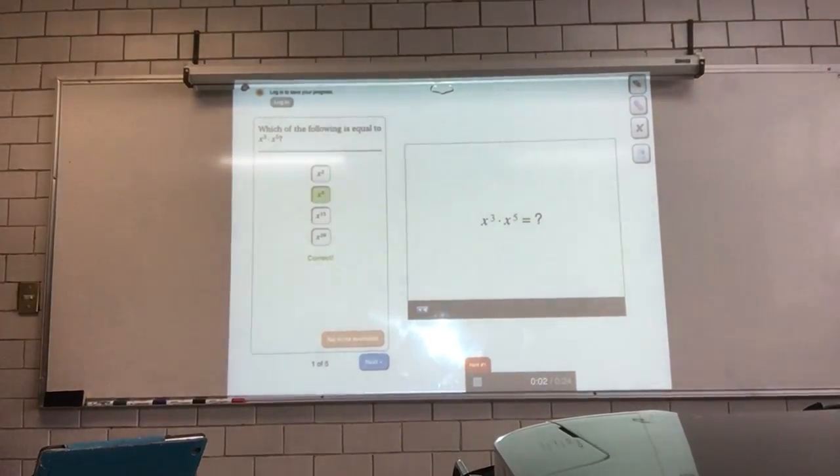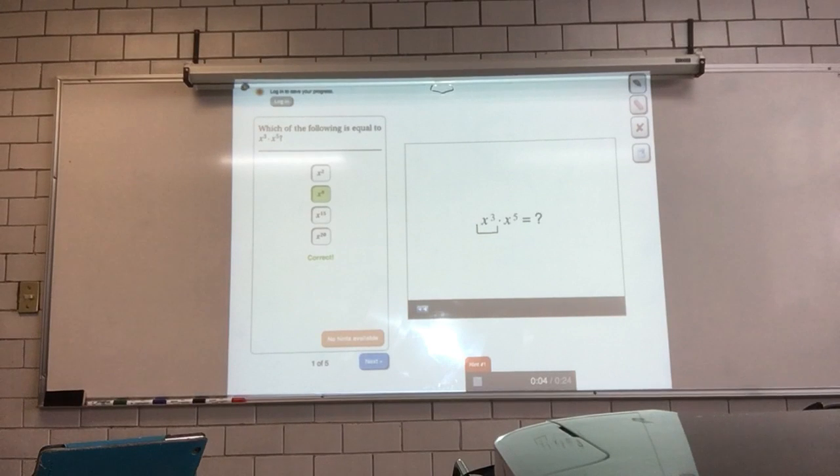Let's expand what's written here. First, let's look at x cubed, which we know is x times x times x. Next, we're going to look at x to the fifth, which is x times x times x times x times x. And we're multiplying these together. So this is 8 x's, which is x to the 8.